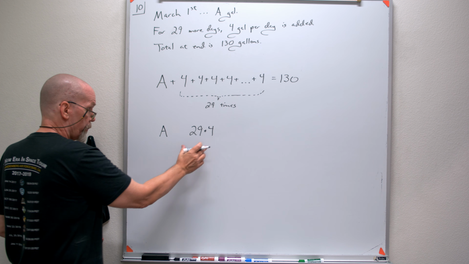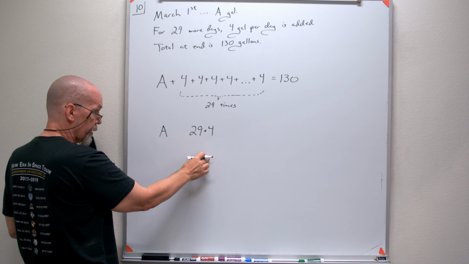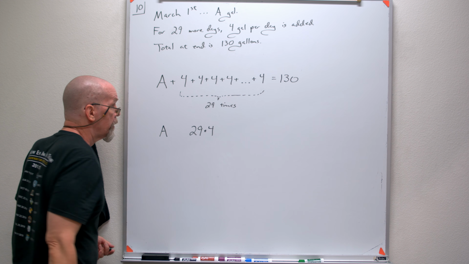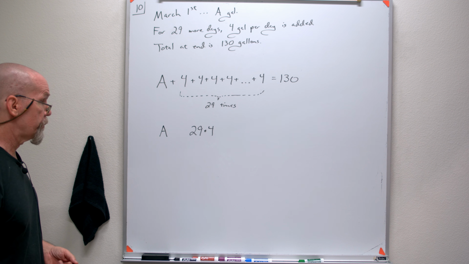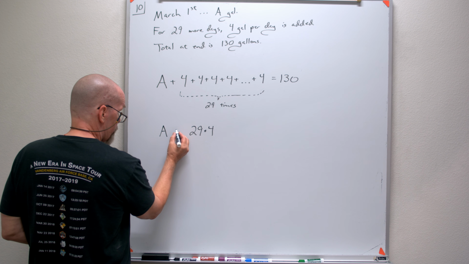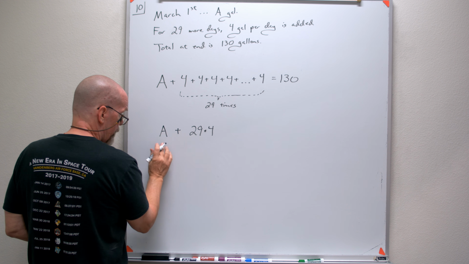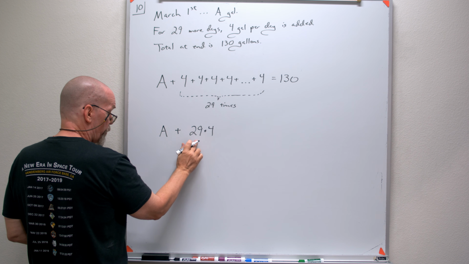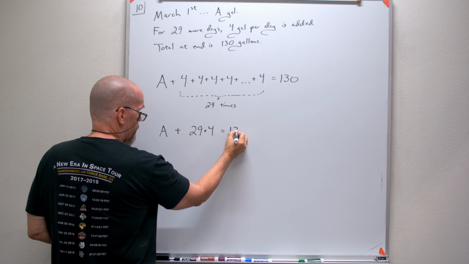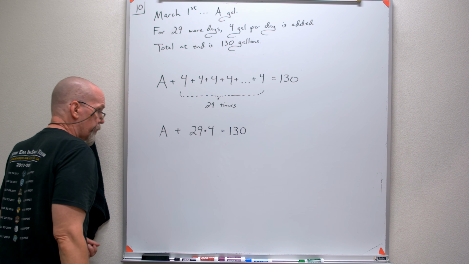You have a commutative property of multiplication. Who really cares? 4 times 29, 29 times 4, that's what that is. 4 plus 4 plus 4, 29 times. 29 plus 29 plus 29 plus 29, same thing. Doesn't really matter. I've added A gallons and 29 times 4 gallons to arrive at 130. That's the math on this. It's fairly simple, straightforward math.